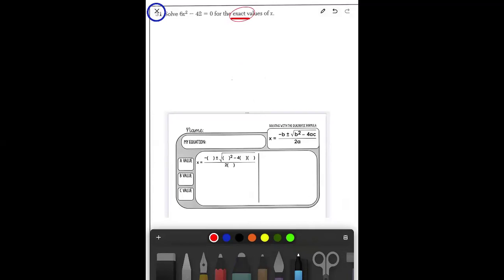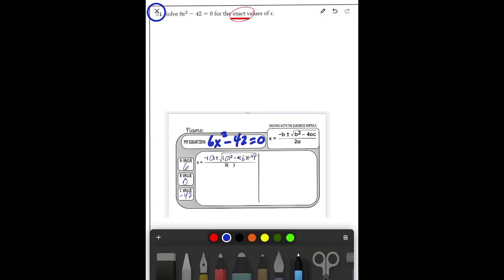It's going to be 6x squared minus 42 equals 0. Now the a term is 6. There is no x term, so we would put a 0 in there for b, and then the negative 42 is the constant that would go in for c. So the b term is 0, the a term is 6, and the c term is a negative 42.